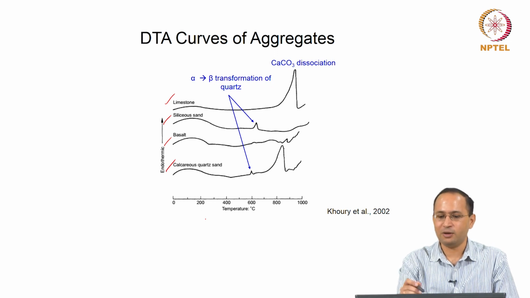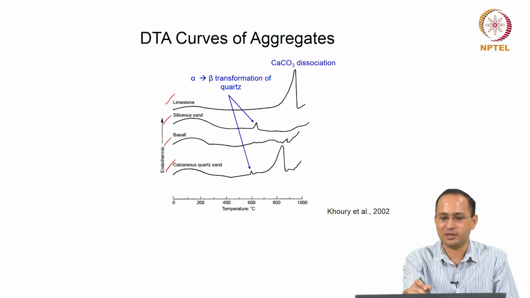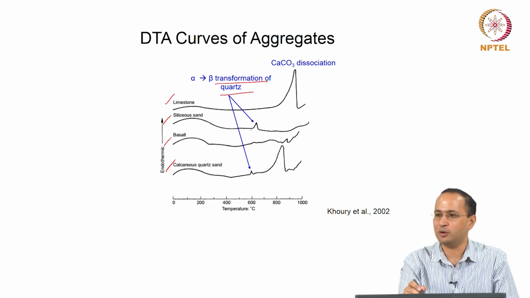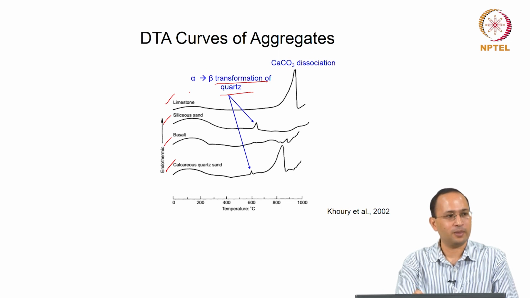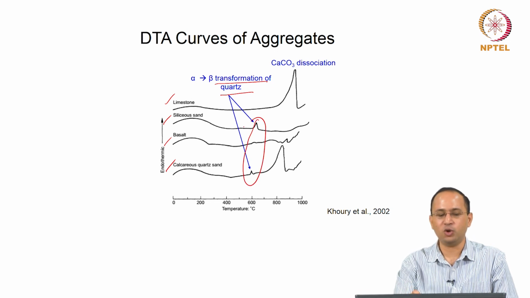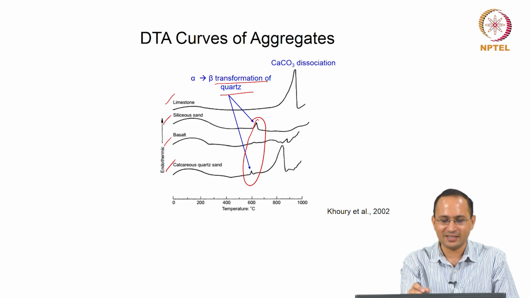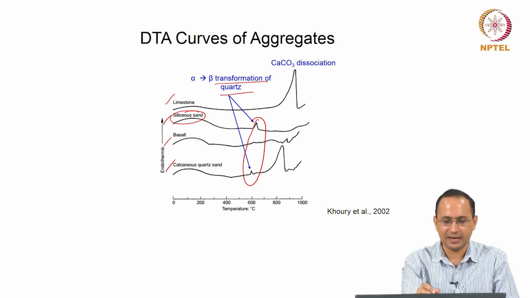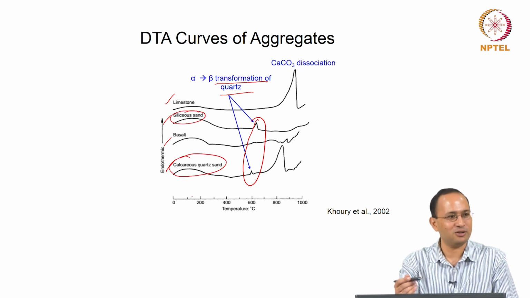Basically what you see here is the quartz transformation. Quartz transforms from alpha to beta form. That transformation occurs at around 575 degrees Celsius. These are the peaks which can be attributed to this transformation of quartz, and it makes sense because you are talking about siliceous sand and quartz sand. It has a lot of quartz, so that will transform. So DTA can be used to study that.